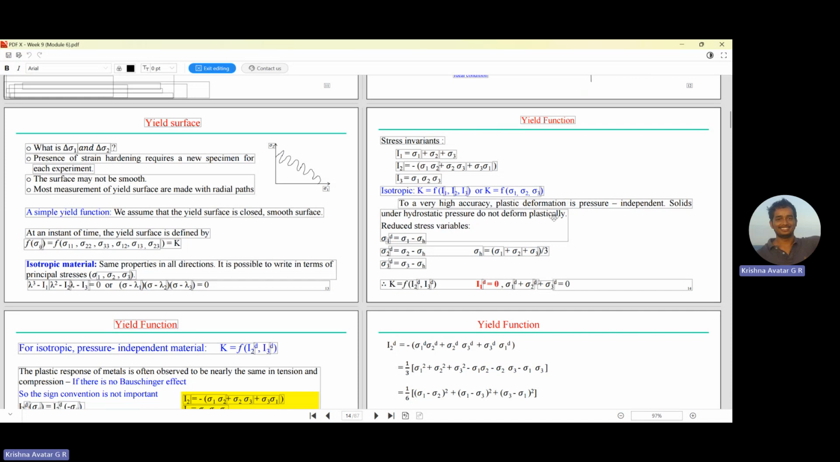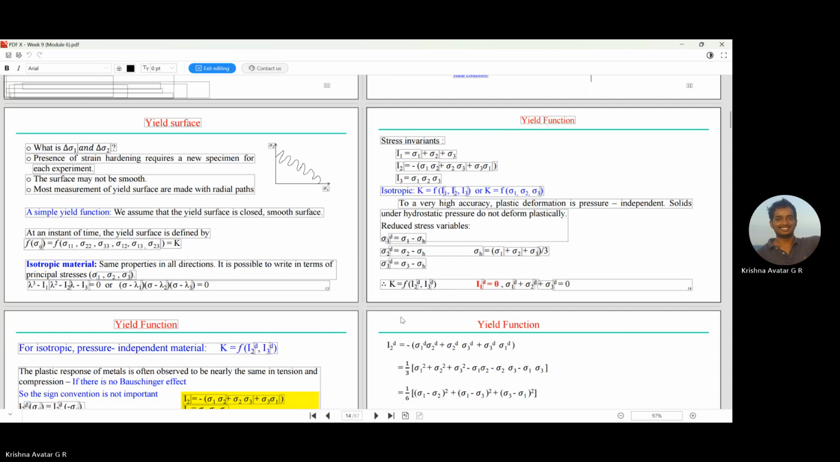stresses. To a very high accuracy, plastic deformation is pressure independent, which, we recall, means the hydrostatic part does not influence the plastic behavior, and solids under hydrostatic pressure do not deform plastically. Right? And for the reduced stress variable, we just subtract the hydrostatic part from the principal values, and then we get the resultant deviatoric principal stress components. Right, and in this case, since the first invariant of the deviatoric component is 0, K becomes just a function of the second and third invariants, right?